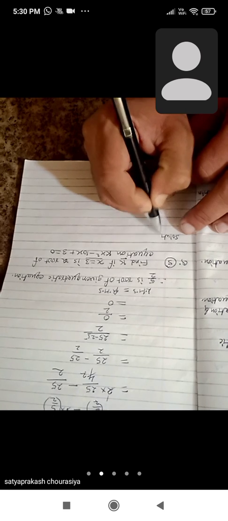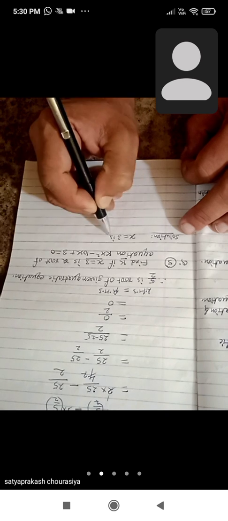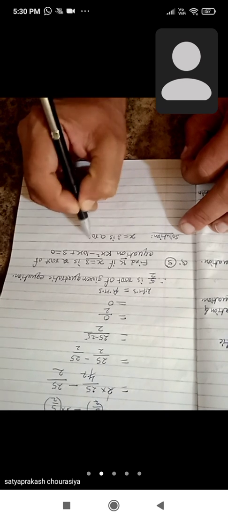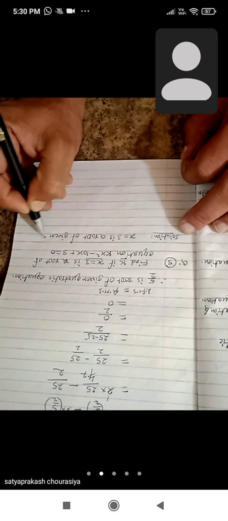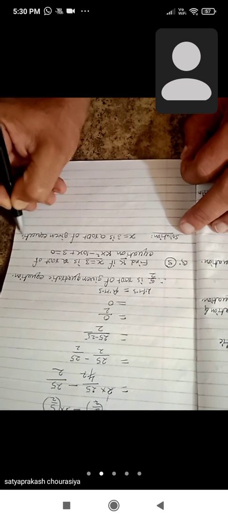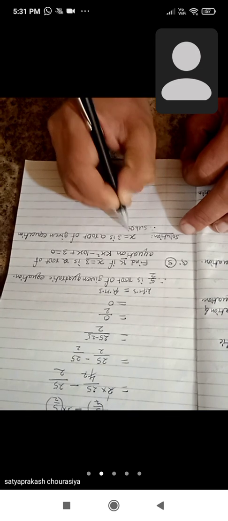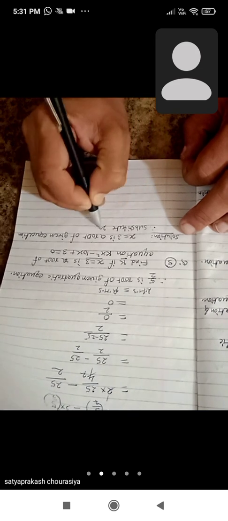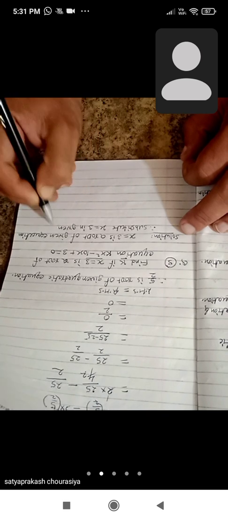Solution. x is equal to 3 is a root of the given equation. It is given in the question. x is equal to 3 is a root of the given quadratic equation. So therefore, substitute x is equal to 3 in the given equation.